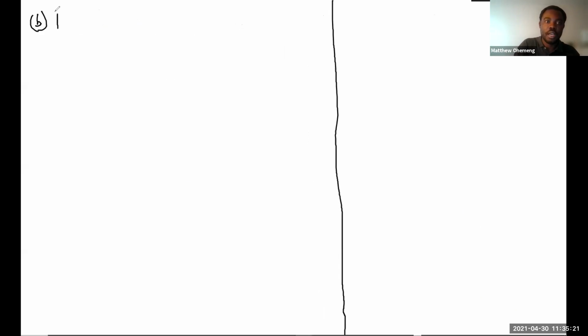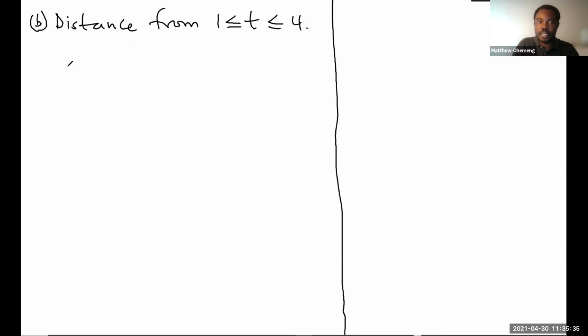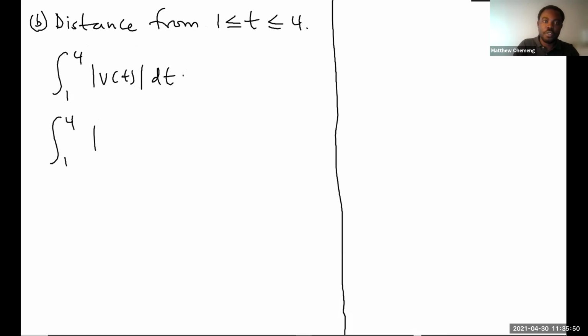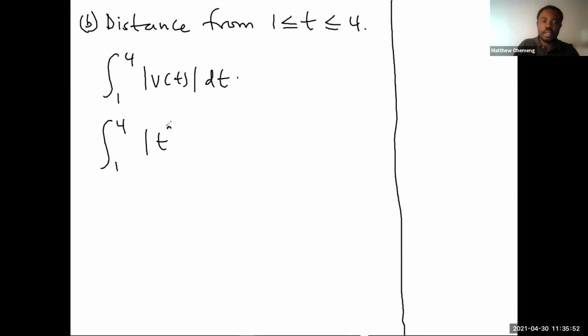So now for this one, we are looking at the distance from 1 to 4 still. So based on what we saw, the formula that you use for the calculation of a distance when the velocity is given is what? Just do the interval, so 1 to 4. But this time we do the absolute value of the velocity, dt. So for this problem, you're looking at 1 to 4, the absolute value of t squared minus t minus 6 dt.